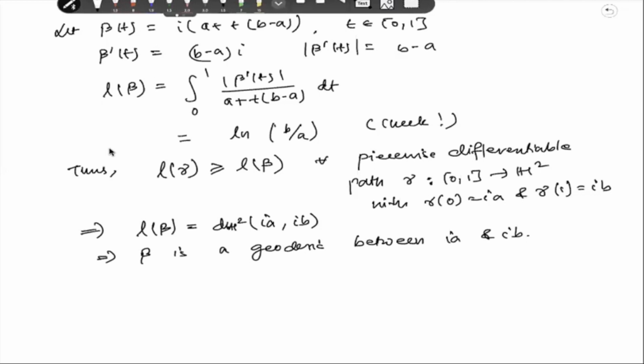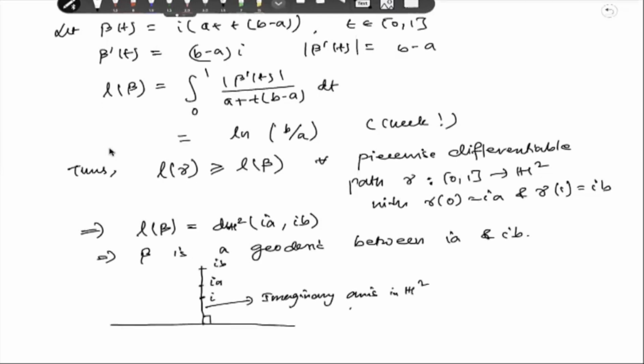So what we have proved is that if I take this vertical line, this imaginary axis in the upper half plane, this is a geodesic. Okay, so now how to find the other geodesics?